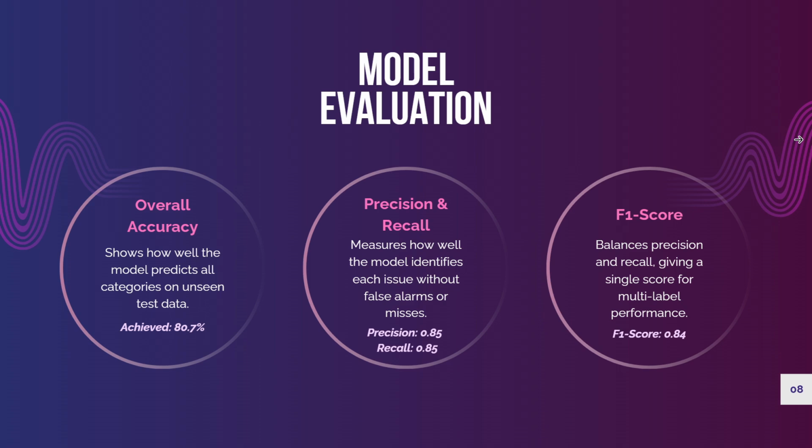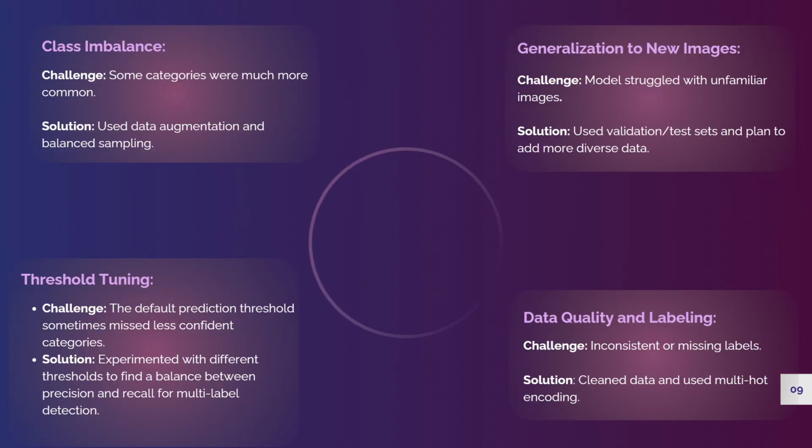Our model achieved an overall accuracy of 80.7% with both precision and recall at 0.85, meaning it can correctly identify issues while minimizing errors. The F1 score is 0.84, showing a strong balance between precision and recall for multi-label classification.